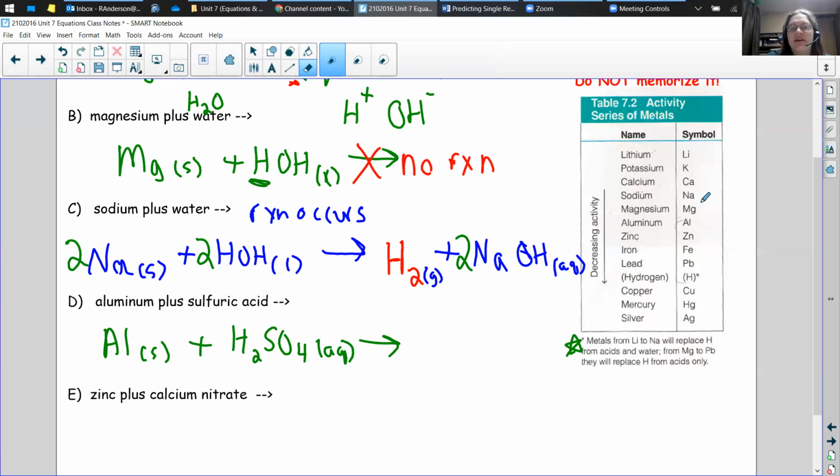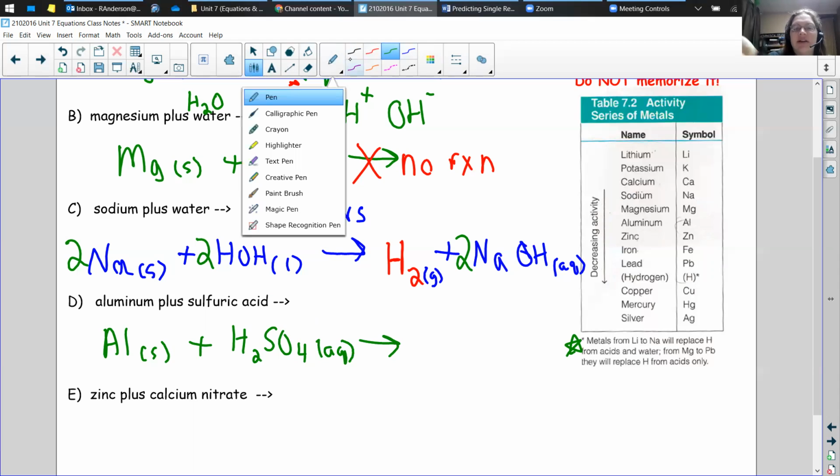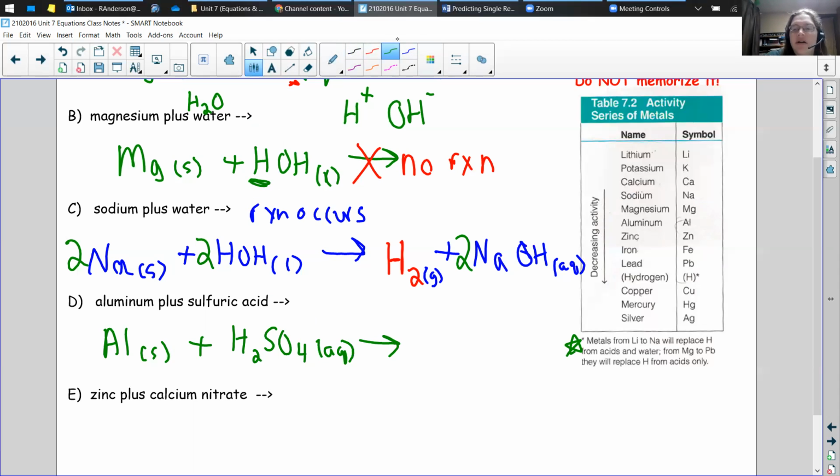And what I see here is aluminum, and again, the hydrogen from an acid. So yes, the reaction will occur because that's in the range where it will replace hydrogen within an acid, but not water. So we are going to form hydrogen gas. And it's going to be aluminum sulfate.